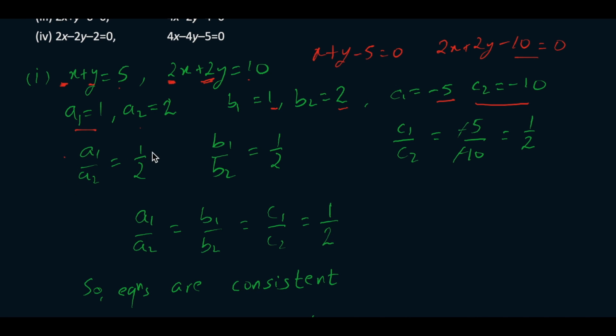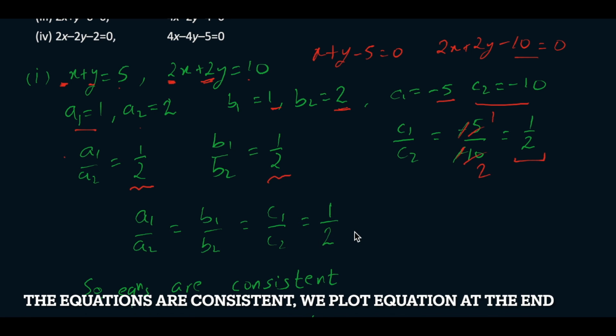Now a1 by a2 is 1 divided by 2. Similarly, b1 is 1, b2 is 2, so b1 by b2 is 1 by 2. c1 by c2 is minus 5 by minus 10. This minus can cancel out, and 5 times 1 gives us 5 and 5 times 2 gives us 10. So the ratio becomes 1 by 2. So a1 by a2 is equal to b1 by b2 is equal to c1 by c2, which is 1 by 2. Now we will plot the equations afterwards. Let us move on to our second question.